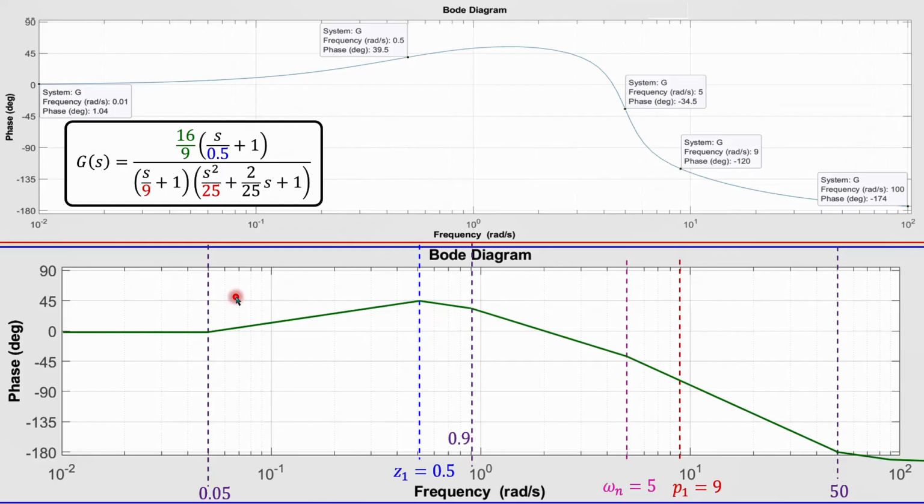All right, this is then for this example about a third order system having a real pole, one real zero, and a second order complex pole pair. And we have also seen how we do the correction in the magnitude plot.